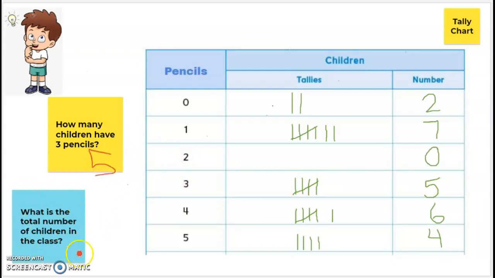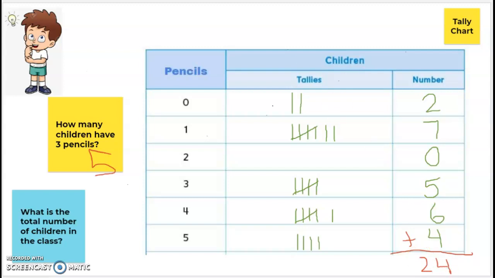To answer what is the total number of children in the class, well, we want to check out the children, and what we can do is just combine all the children from the number of pencils that they have. So there's 2 children plus 7 children, that's 9, plus 0 is 9, plus 5 is 14. I know 6 and 4 is 10, so 14 and 10 is 24 children.